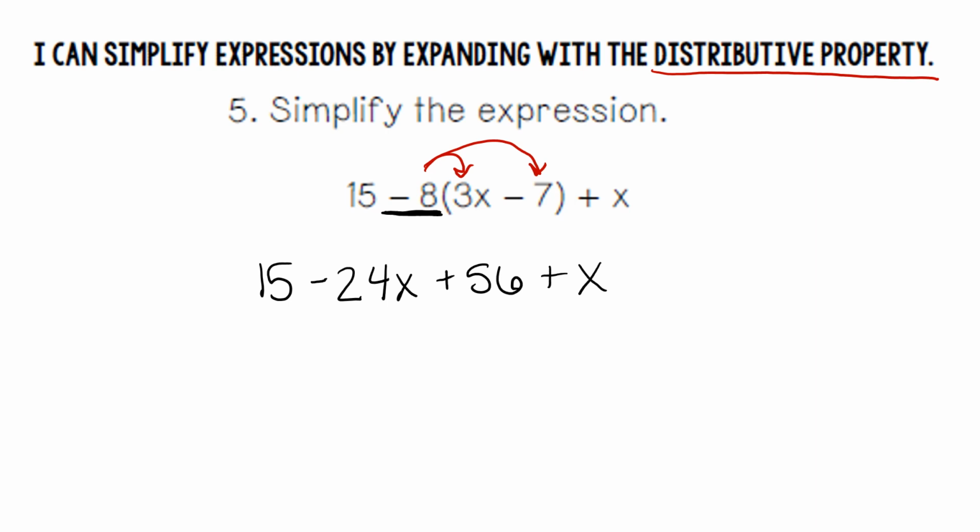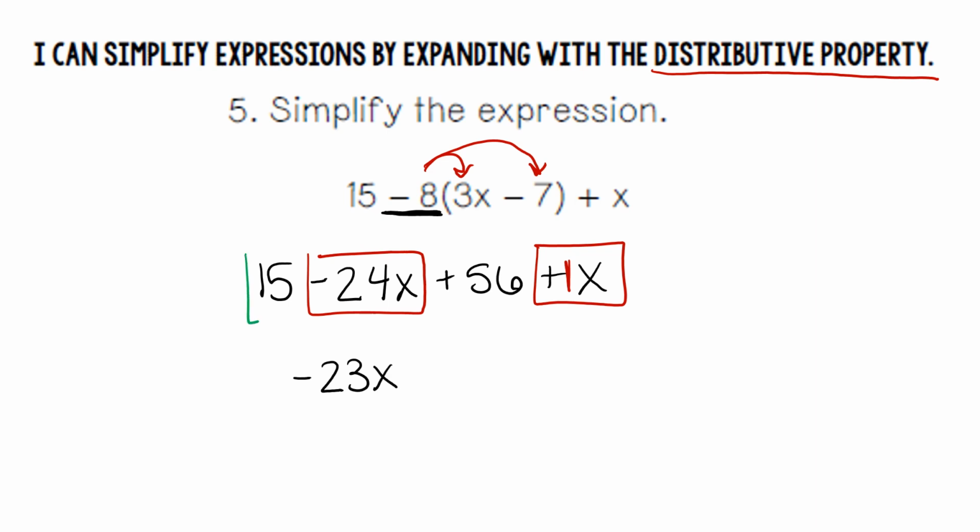Once you've distributed it, then you can do what we just did for numbers 1 through 4 and combine your like terms. I'm going to combine the minus 24x and the plus 1x. Minus 24 plus 1 gives us a minus 23x. We can also combine the whole numbers, the 15 plus the 56, to give us a total of 71.